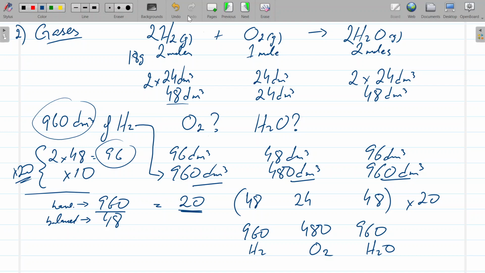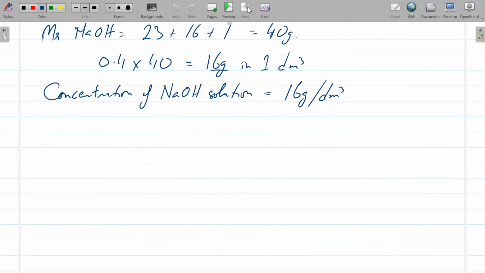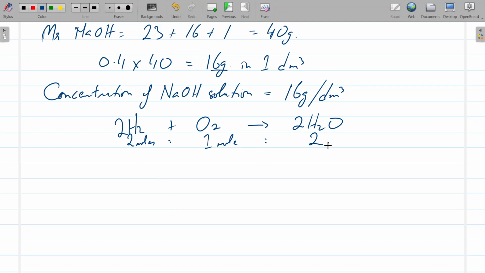Yes, I'm here. All right, let me write this out, because we're just about out of time, so the percentage yield stuff will have to wait for tomorrow. 2H2 plus O2 gives 2H2O. So the mole ratio between these is 2:1:2, right? Those are the moles. What if I used 18 grams of hydrogen?